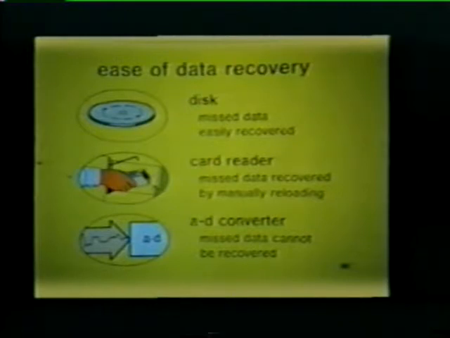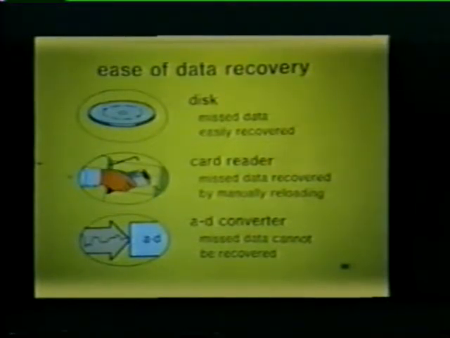Another factor used in determining priorities is the ease of data recovery. If data is lost from a disk, recovery is simple and virtually automatic. The lost data can be picked up during the next disk revolution. If data is lost from a card reader, manual intervention is required to reload the cards. The cards can then be reread in order to recover the lost data.